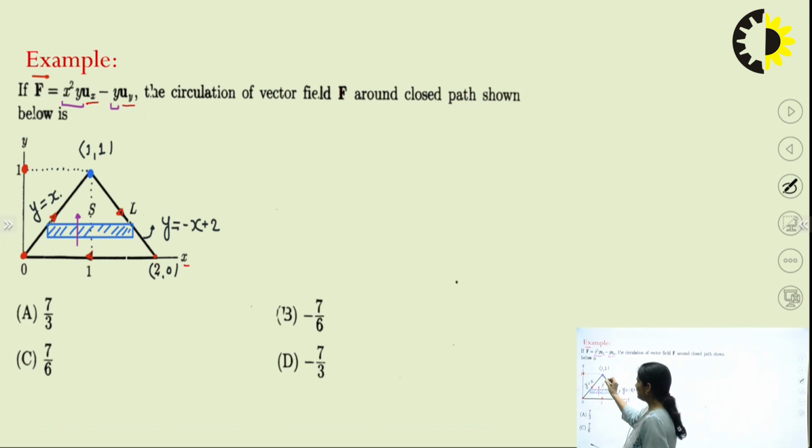The equation of the line from the origin to (1, 1) is y is equal to x, and for the line to (2, 0), y is equal to minus x plus 2. Now let us consider a part of this closed line integral. You can represent it by a horizontal line, and this is denoted by S. Now you have four options: A 7/3, B minus 7/6, C 7/6, and the fourth one is minus 7/3. You have to find the answer using Stokes theorem and check it against these four options.